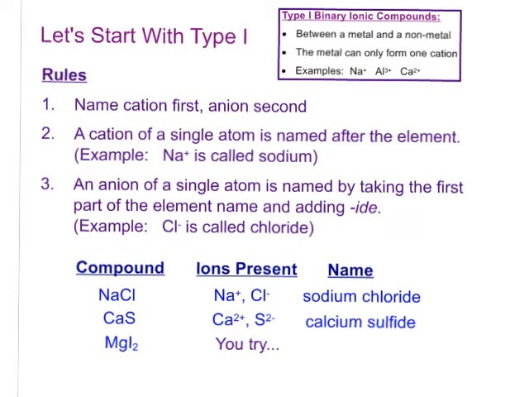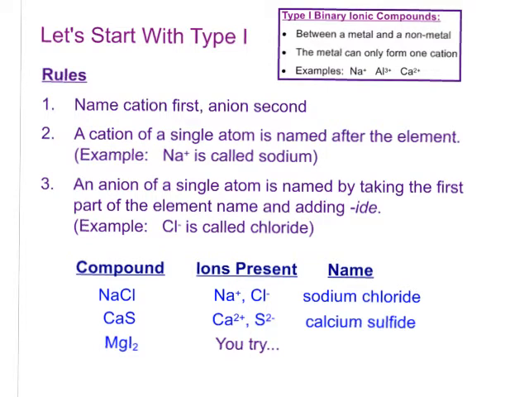So let's start with type 1. Remember, type 1 binary ionic compounds are between a nonmetal and a metal, and the metal can only form one cation. It's a definite one choice. You don't have multiple choices there. We name the cation first, and we name the anion second. Here are our rules. A cation of a single atom is named after the element. For example, sodium is just called sodium. That's what we do with the cation.